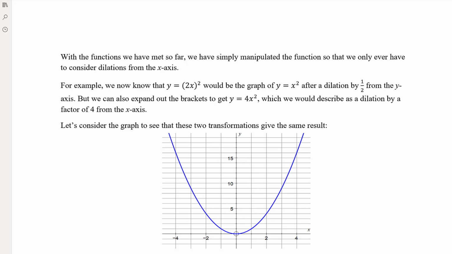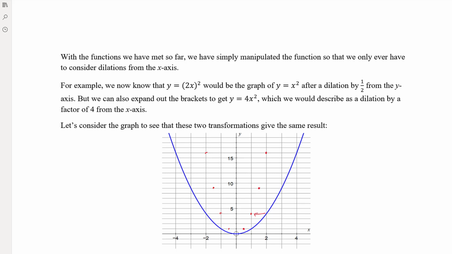So if we think about dilating the parabola from the y-axis by a factor of a half, this point at (1, 1) is going to go to (1/2, 1). This point at (2, 4) is going to go to (1, 4). This point at (3, 9) is going to go to (1 1/2, 9). This point at (4, 16) is going to go to (2, 16). And we would get the same mirror image happening on the left-hand side.